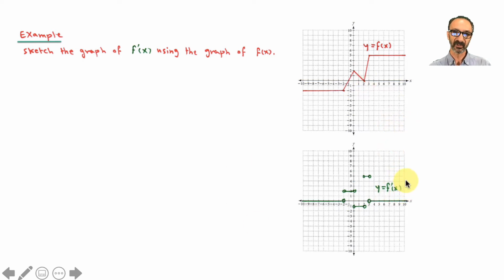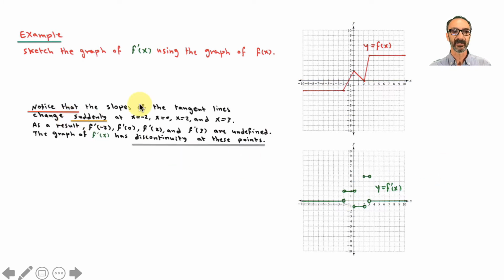Hopefully this graph, which is my first graph, and I'm trying to slow down, is clear. Here's my comment. Notice that the slopes of the tangent lines change suddenly at x equals negative 2, x equals 0, x equals 2, and x equals 3. Those are the points where I have corner points. As a result, f prime at negative 2, at 0, at 2, and at 3 are undefined. The graph of f prime of x has discontinuity at these points.